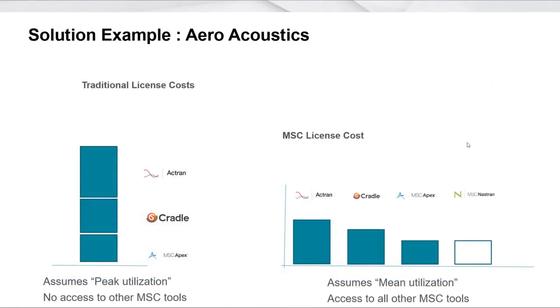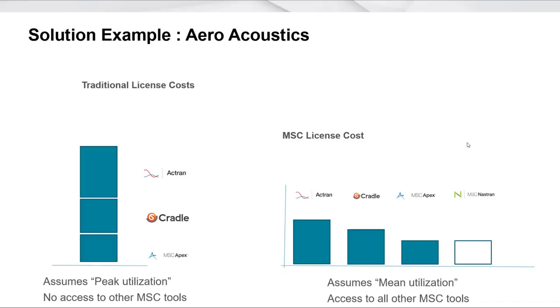With MSC One, you get access to them all at a fraction of the cost that's traditionally associated with software, right? So traditionally, you have to buy each of the tool sets in each of the discipline areas, and that assumes really peak utilization, and nobody's using all of these tools all of the time. That's ridiculous. With tokens and MSC One, we can start applying those tokens much more reasonably across all sorts of different tools. So for the amount of tokens that you might use, say for Actran, you can also run Apex and Astran, or even Cradle.